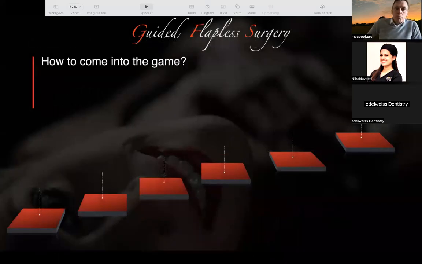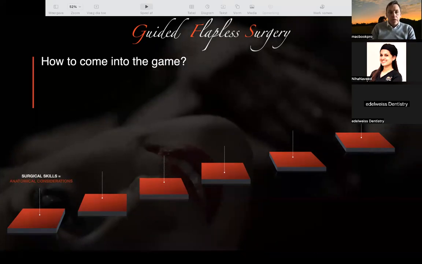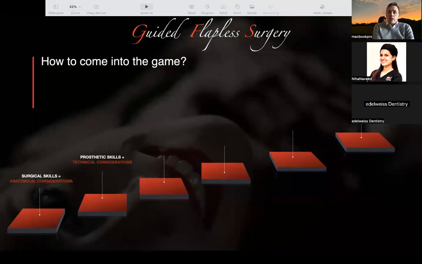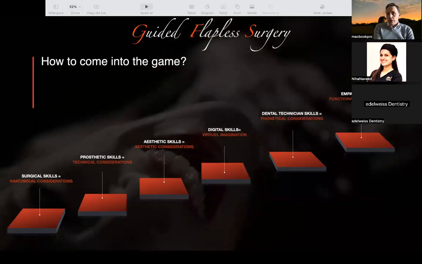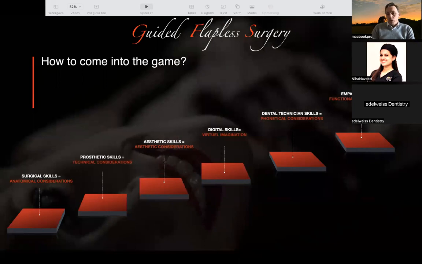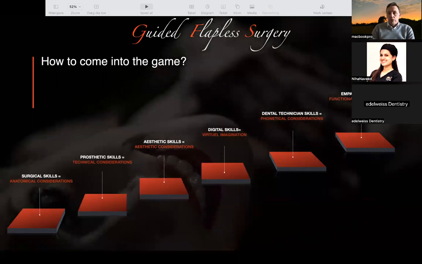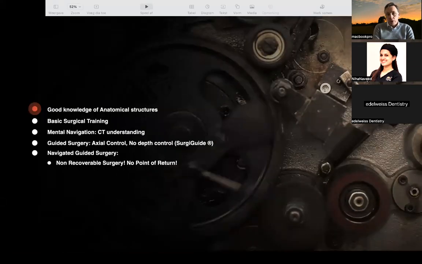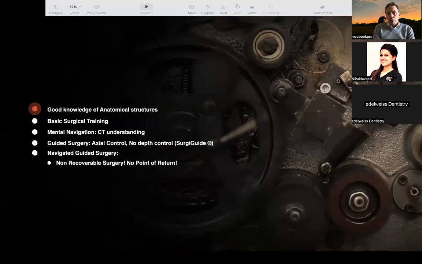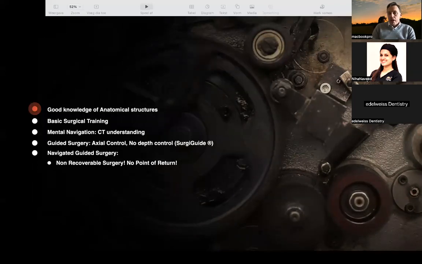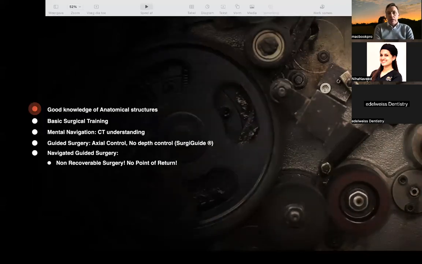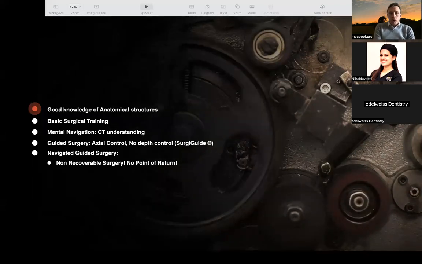How to come into the game of guided flapless surgery? What do you need if you want to get into this arena? You need surgical skills, prosthetic skills, aesthetic skills, digital skills, dental technician skills, and you have to be empathic to understand what is the right choice for your patients. Of course, everyone knows that you need good knowledge of anatomical structures. You need at least a basic surgical training. You need to understand what you're going to do.